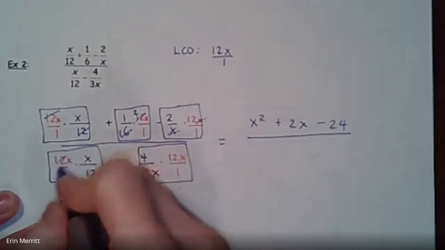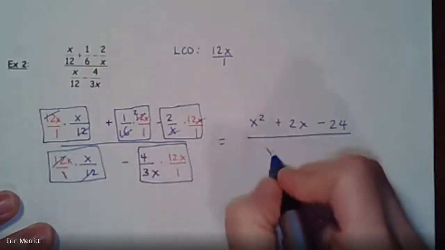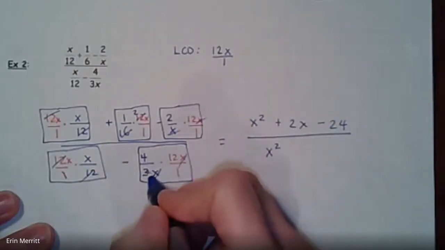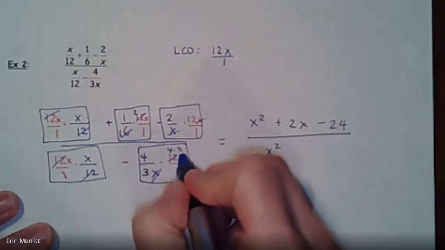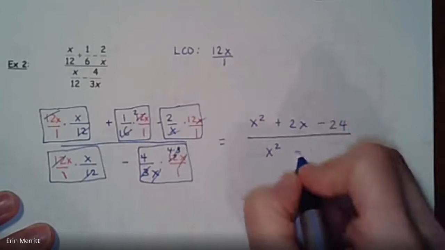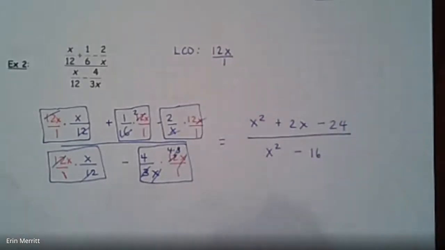Bottom step, 12s are gone again. So x times x, or x squared. Here, x's go, and then 3 and 12. Well, 12 is the same as 4 times 3, so there goes the 3's. So I'm left with 4 times 4, or minus 16.